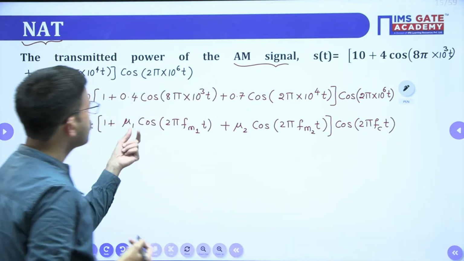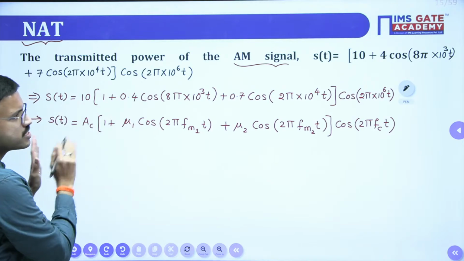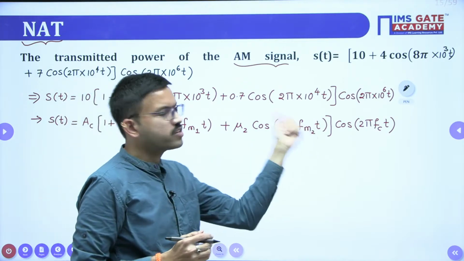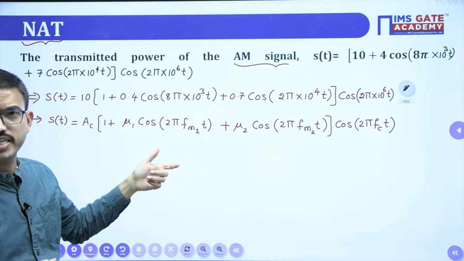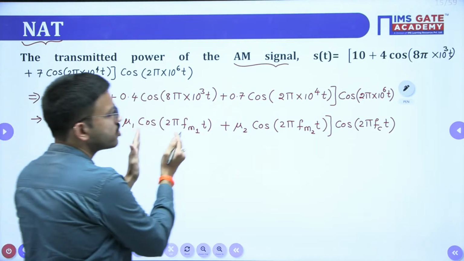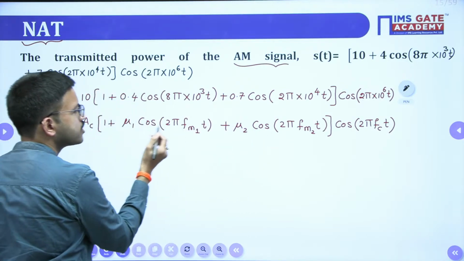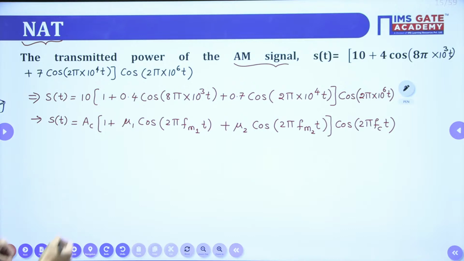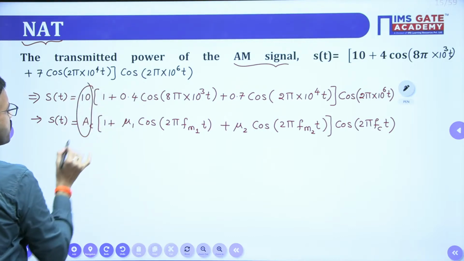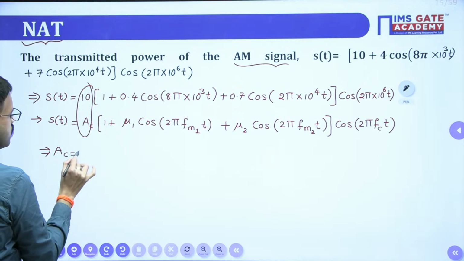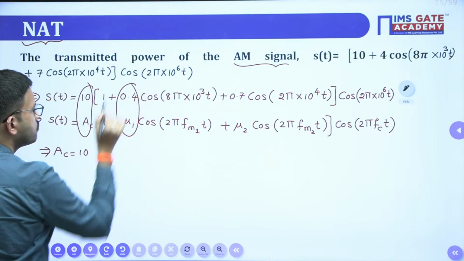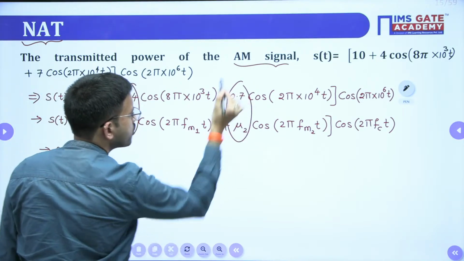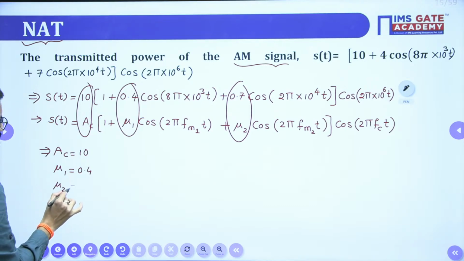Previously, for one modulating signal, we discussed the standard AM signal as Ac into 1 plus mu into cos 2 pi fm t into cos 2 pi fc t. From there we derived the modulation index formula earlier, right? But here you have two modulating signals, that's why we consider mu 1 cos 2 pi fm1 t and similarly mu 2 cos 2 pi fm2 t. Now if you compare these two equations, we get Ac equal to 10, mu 1 equal to 0.4 and mu 2 equal to 0.7.